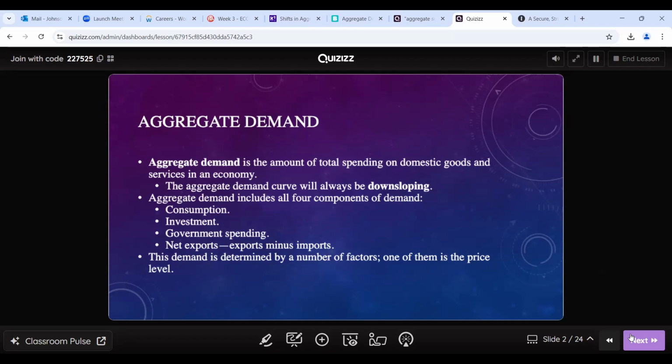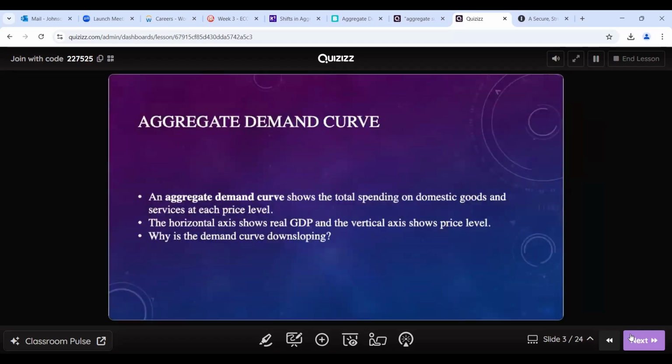So more consumption, more investment, more government spending, more net exports. That's good for aggregate demand. So an aggregate demand curve shows the total spending on domestic goods and services at each price level. The horizontal axis shows real GDP, and the vertical axis shows price level. So why is the demand curve downsloping? We'll go through that today.